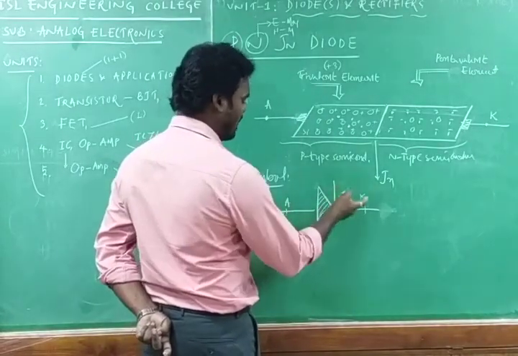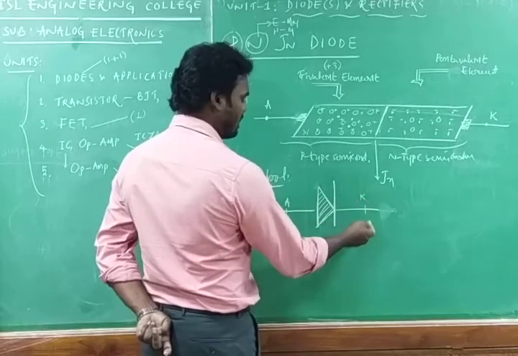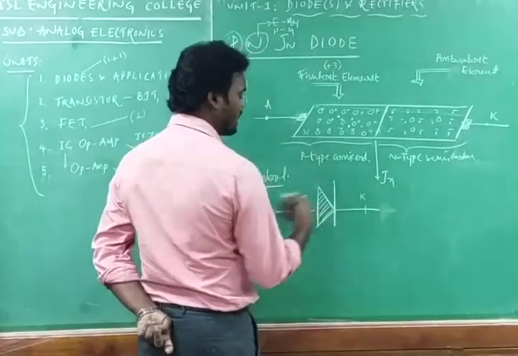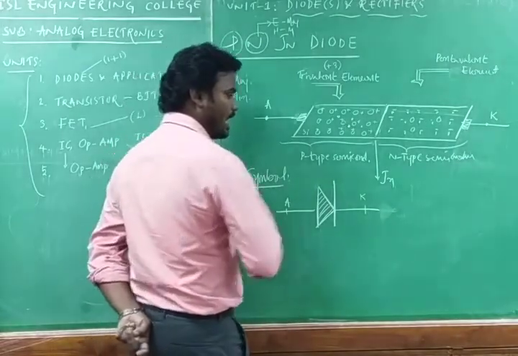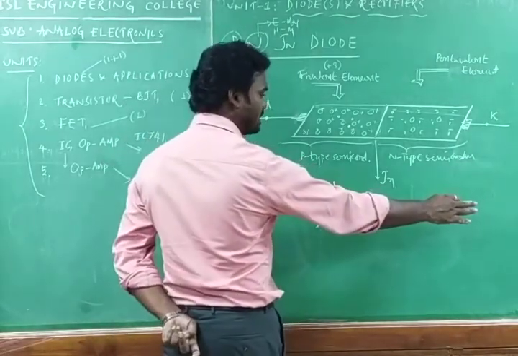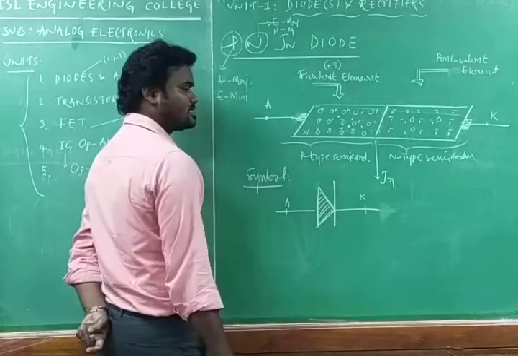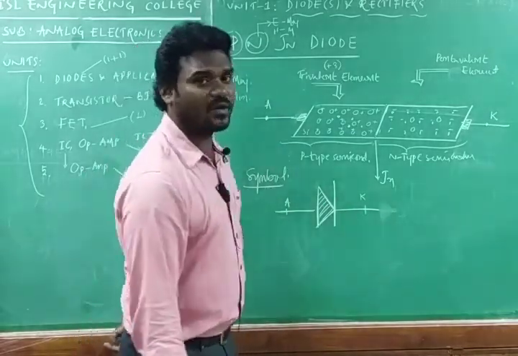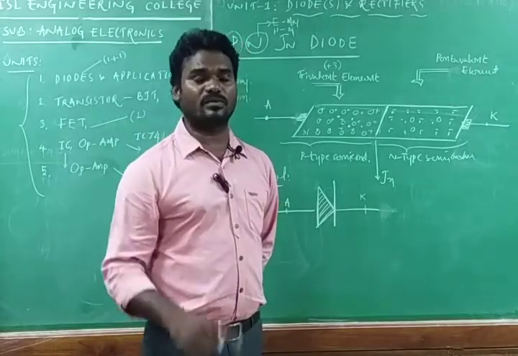There is a current from anode to cathode. In other words, there is no current from cathode to anode. That means in one direction it conducts the current, and in the opposite direction there is no current. So we can tell that a PN junction diode conducts the current in one direction only.